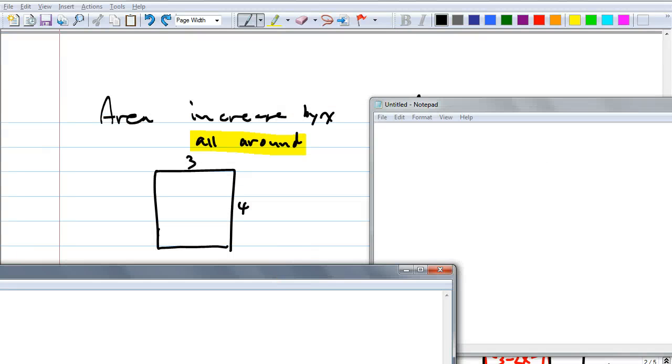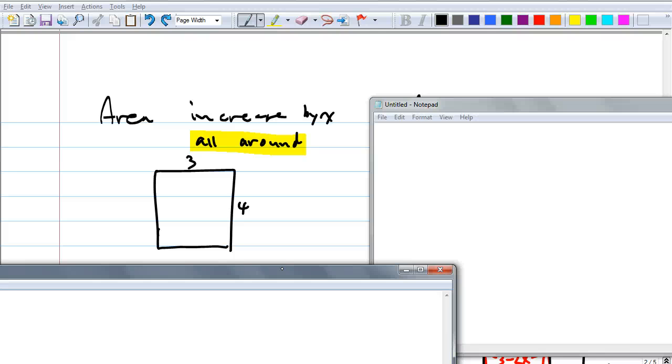On your homework tonight, you're going to get something like this where there are many different types of questions, but I want to go over the majority of them right now. They could give you a rectangle that's 3 by 4, and they're going to increase the area by x all around. Let's say you have a picture and you want to put a frame around it, and I want the distance from the picture to the frame to be x. You know what I'm talking about?